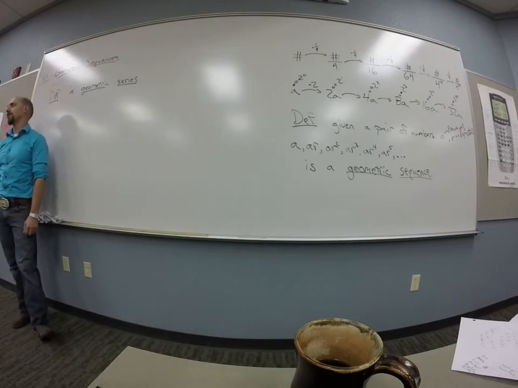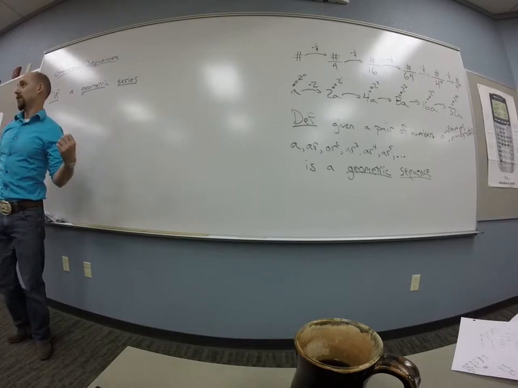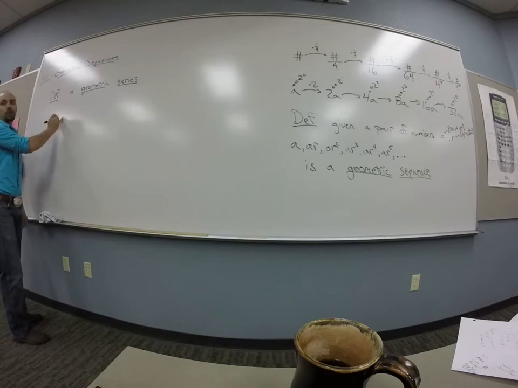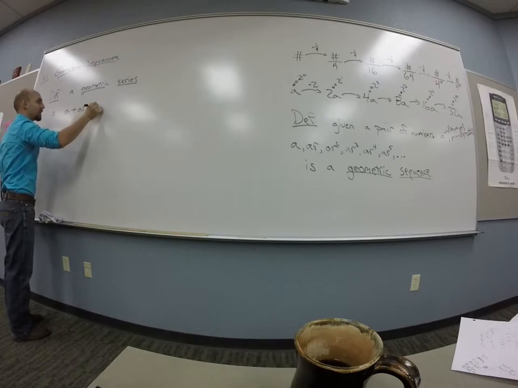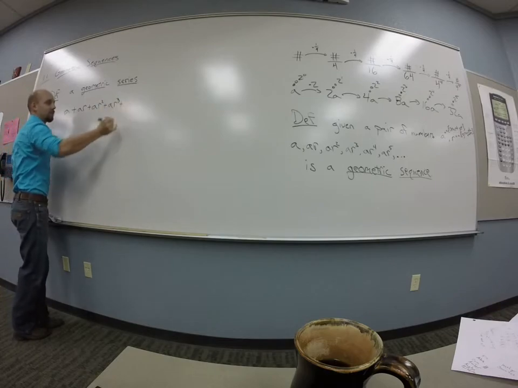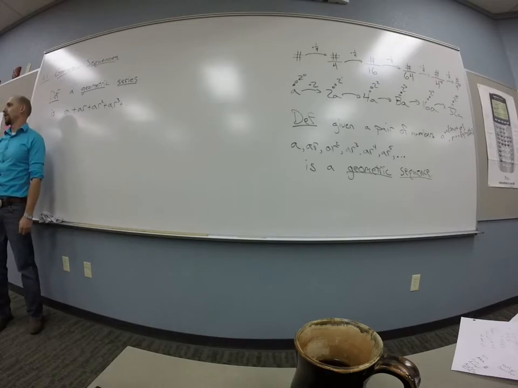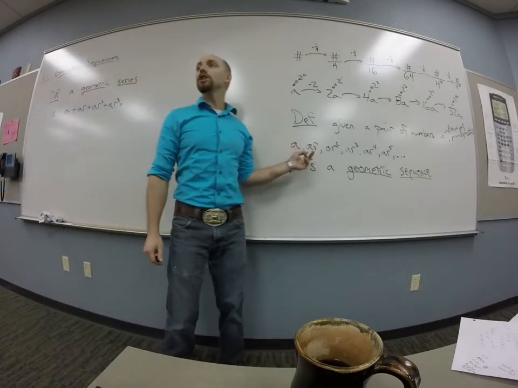So a sequence is a progression, and a series is a sum. So a geometric series is something like A plus AR plus AR squared plus AR cubed, and so forth. In other words, the series you add, the other one you multiply. These guys are just listed.